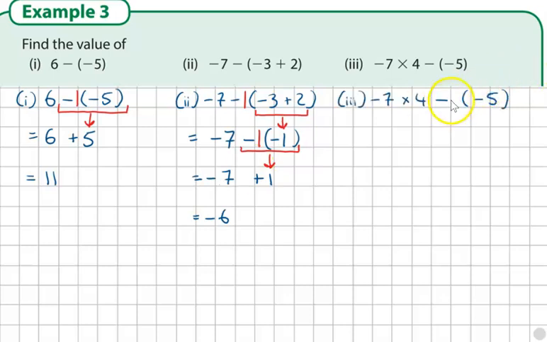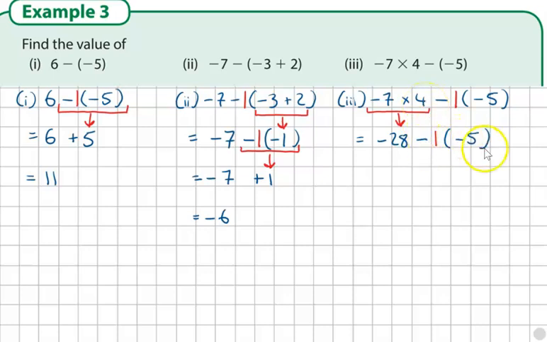And then we have this minus here, so I'm going to stick in the invisible 1 here. So we're going to do minus 1 times minus 5, and we're going to do minus 7 times 4. So we're multiplying on both sides, so it doesn't matter which we do first. So I'm going to just go from left to right. So minus 7 times 4 is minus 28. And then I bring everything else down.